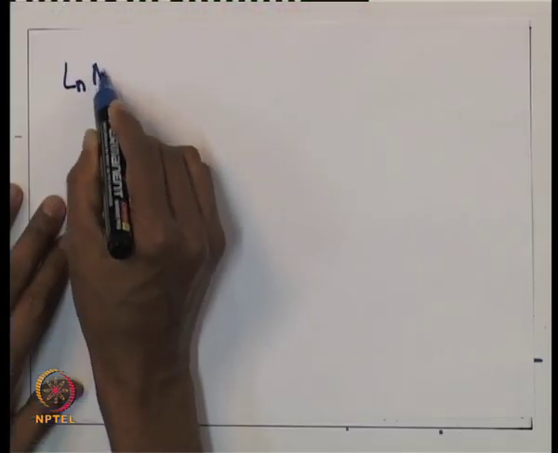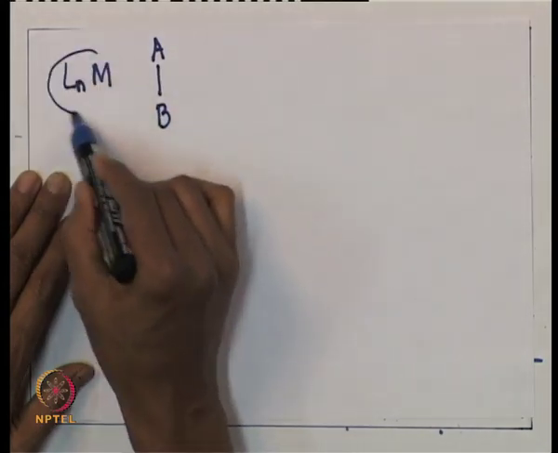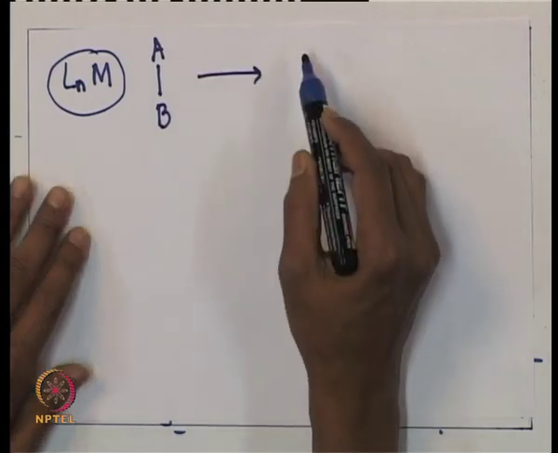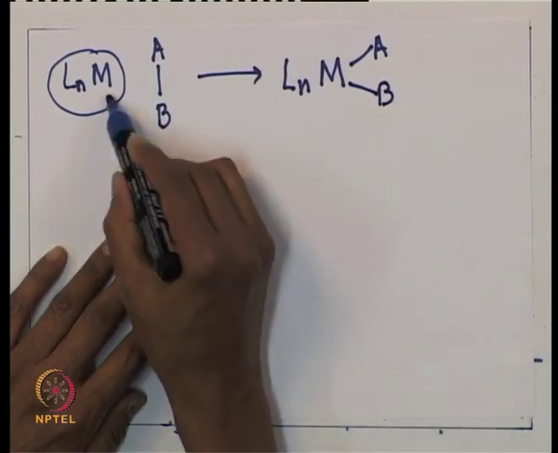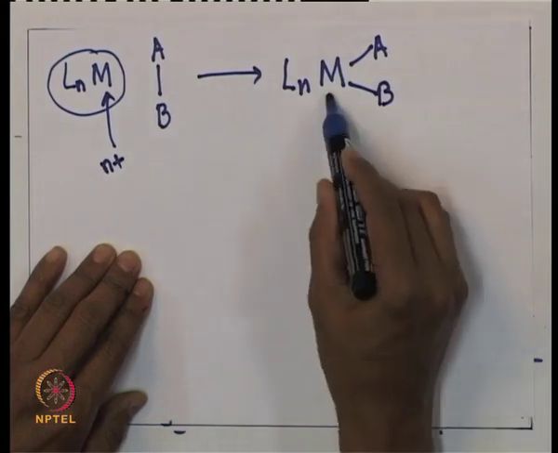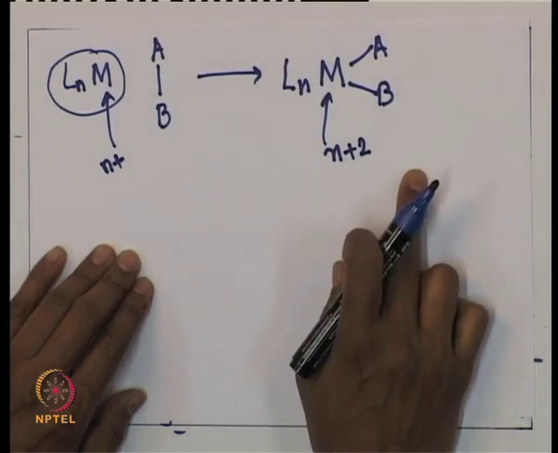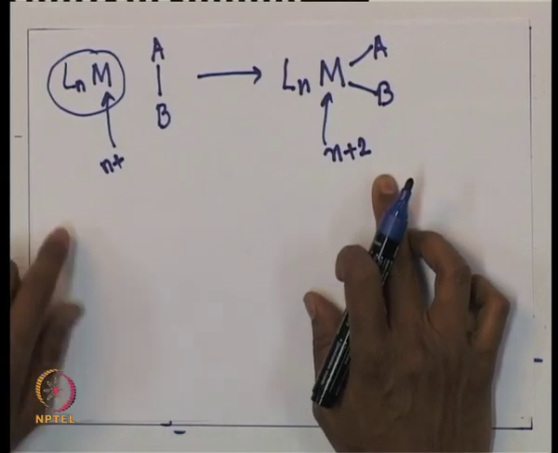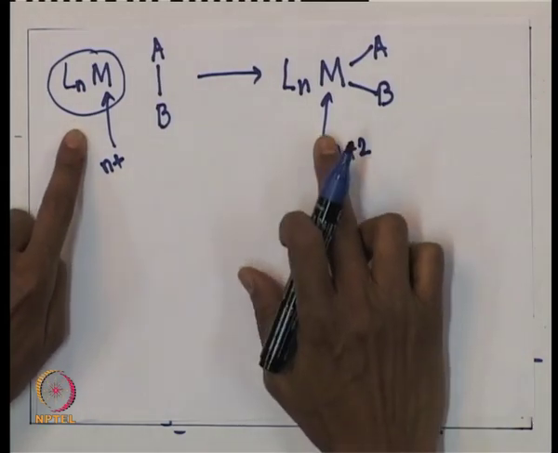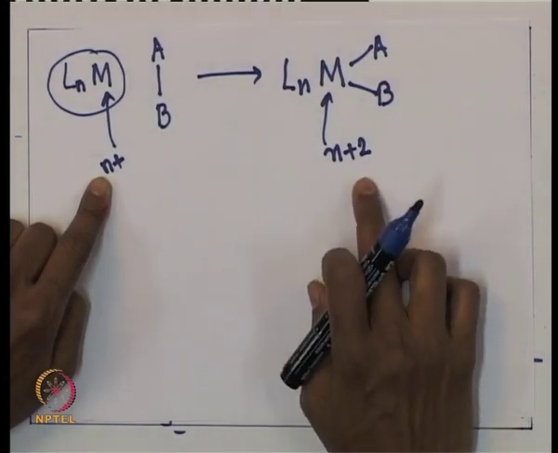Let us take a generic example, and that is LnM. It is an organometallic complex, and you want to have oxidative addition of this ligand metal complex into AB. Once again, it is a generic example. You will end up getting LnM(A)(B). If the oxidation state of this one was n plus, at the end of the reaction you will have n plus 2. So the change in oxidation state is plus 2, and the change in overall electron count from the starting material is again plus 2. If this is a 16 electron complex, this one will be an 18 electron complex now.